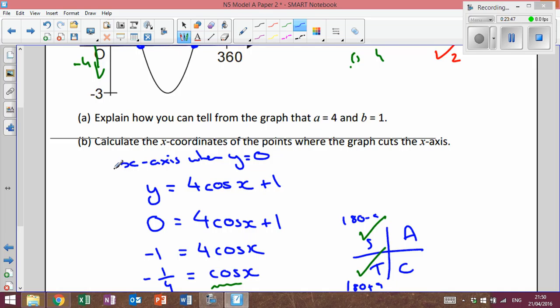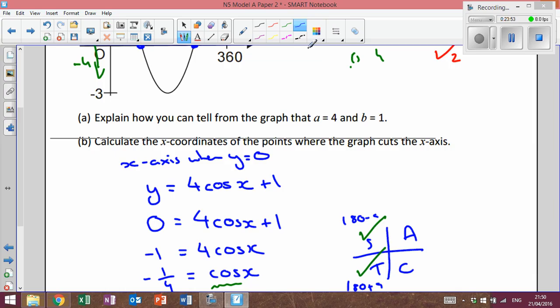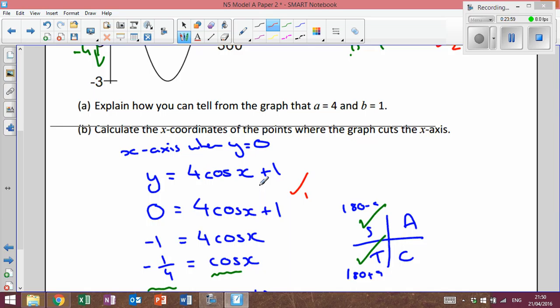Calculate the x coordinate, so I don't need to give a coordinate. That's me done. Okay, let's see marks. So your marks here, 1 for having it equal to 0, which is excellent.